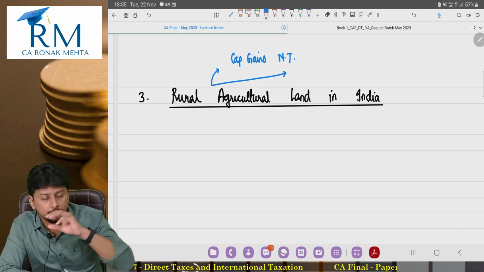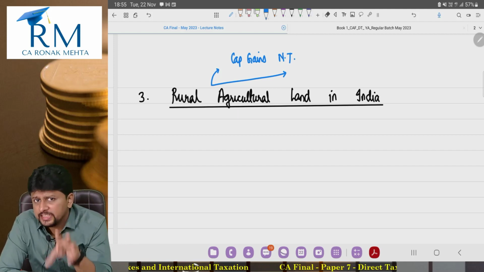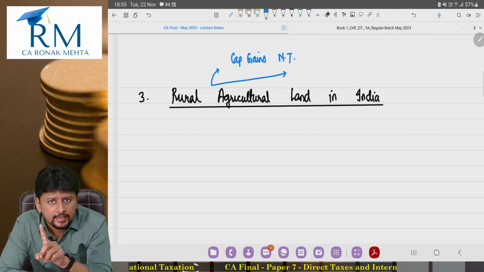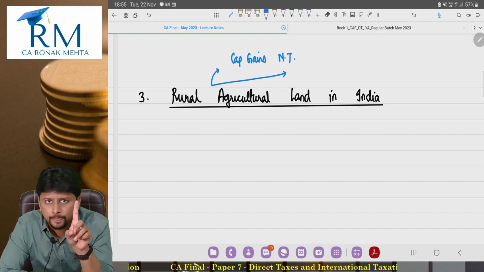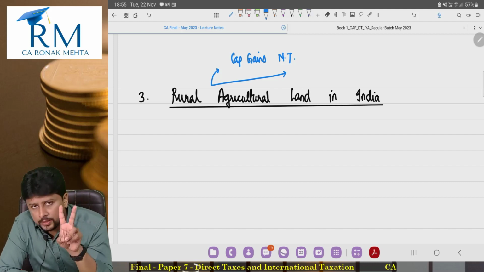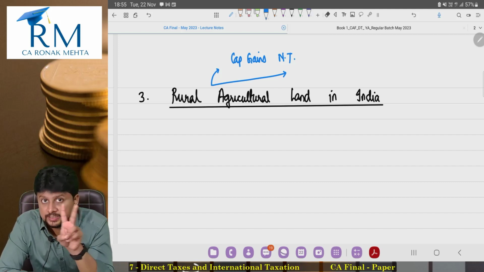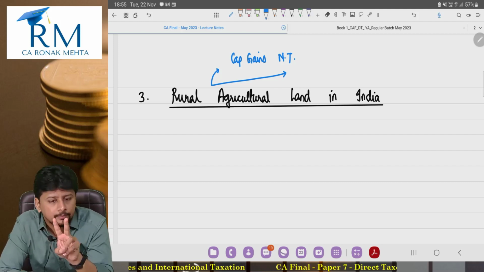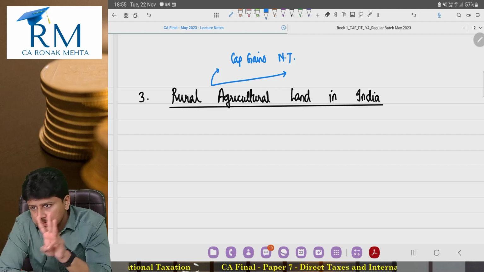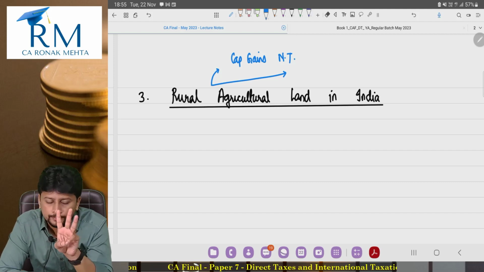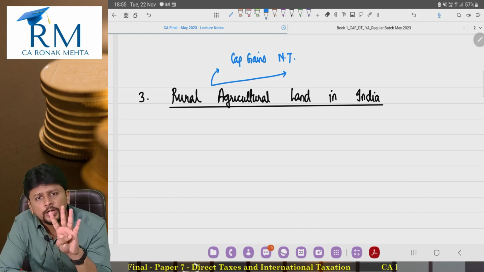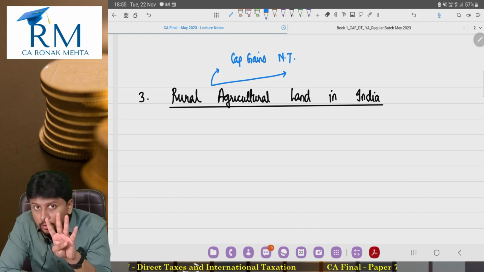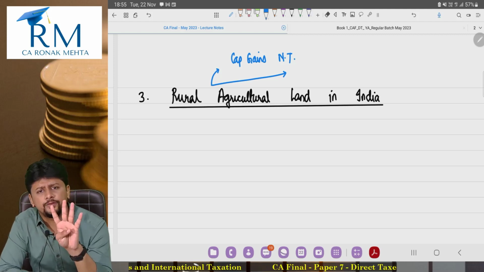So ask yourself, when you sell rural agricultural land in India, do you earn salary income? No. Are you earning rental income? No. This is sale wala situation, not rent. Is this PGBP? Is this held as stock in trade for you? No. Can you put it in IFOS? No. Sir, why no? Why not IFOS?